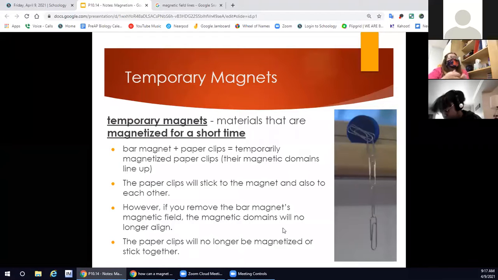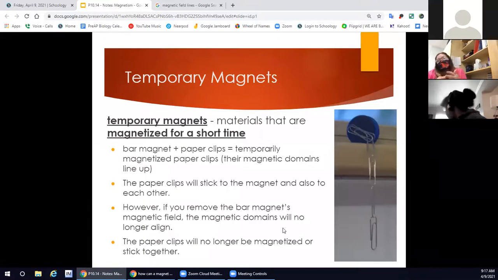So we have two types of magnets called temporary and permanent, and they're exactly what they sound like. Temporary magnets are magnets that are only aligned for a short time. Just like whenever you have a magnet and your paper clips, the paper clip near the magnet is going to start attracting other paper clips. But as soon as you remove that magnet, the paper clips just fall down. They're no longer magnetized.